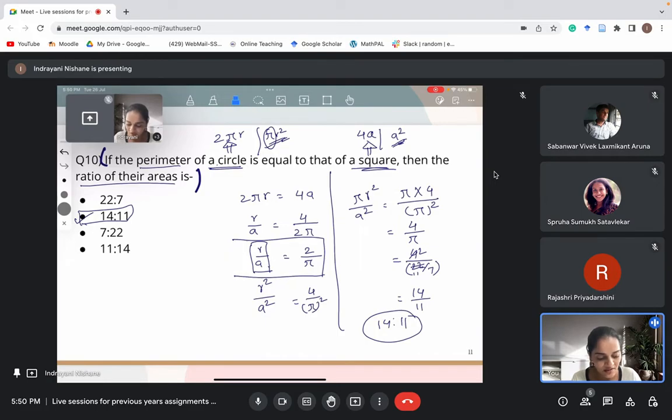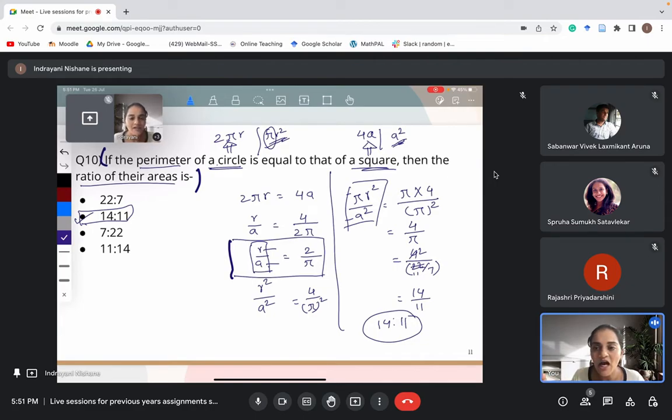The data given was the ratio of the radius to the side of the square. So based on this information, we deduced what the ratio of the radius to the side of the square is, and then we calculated the ratio of their respective areas using the formulae. So that is the simplest way to understand how to break down the complex given information into smaller parts which can be executed and computed.